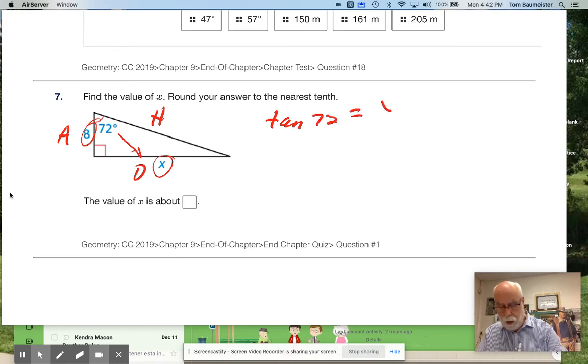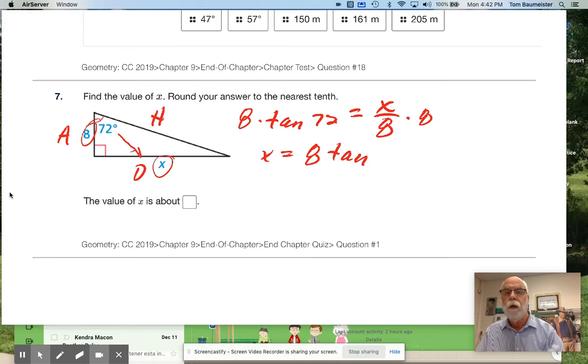is equal to x over 8, excuse me. So again, same kind of thing here. We'll get x is equal to 8 tangent of 72 degrees. And remember, put your calculator in degrees, and I'll remind you on the test day also. So if we do that, we'll find that x is approximately equal to 24.6.